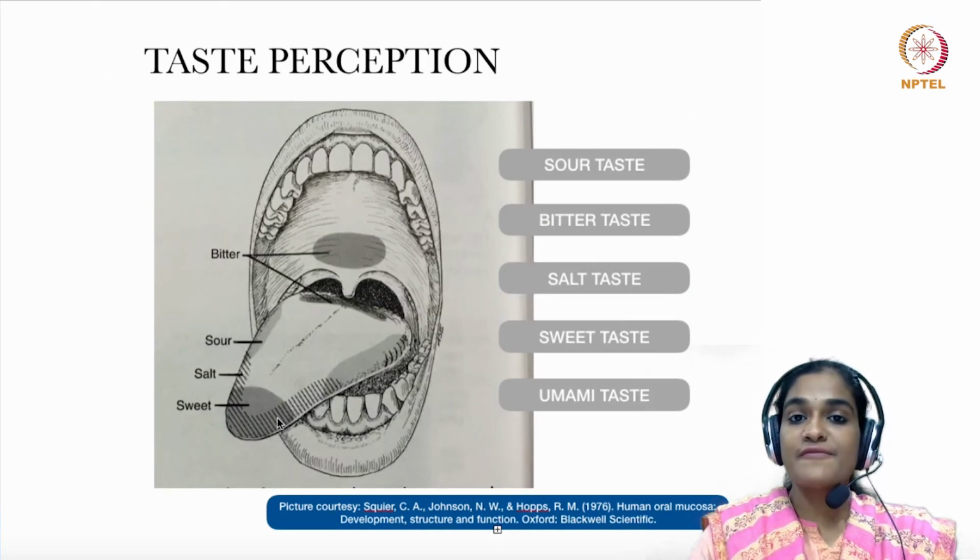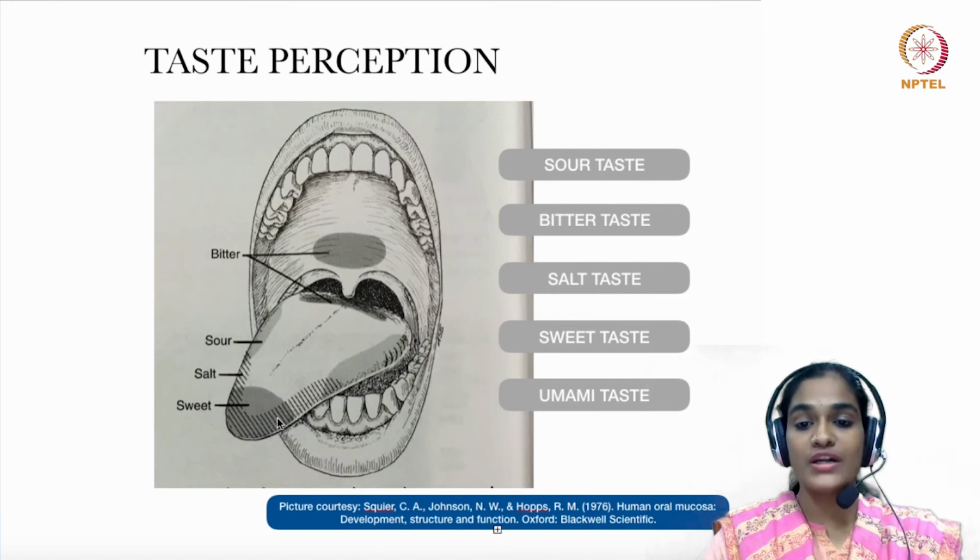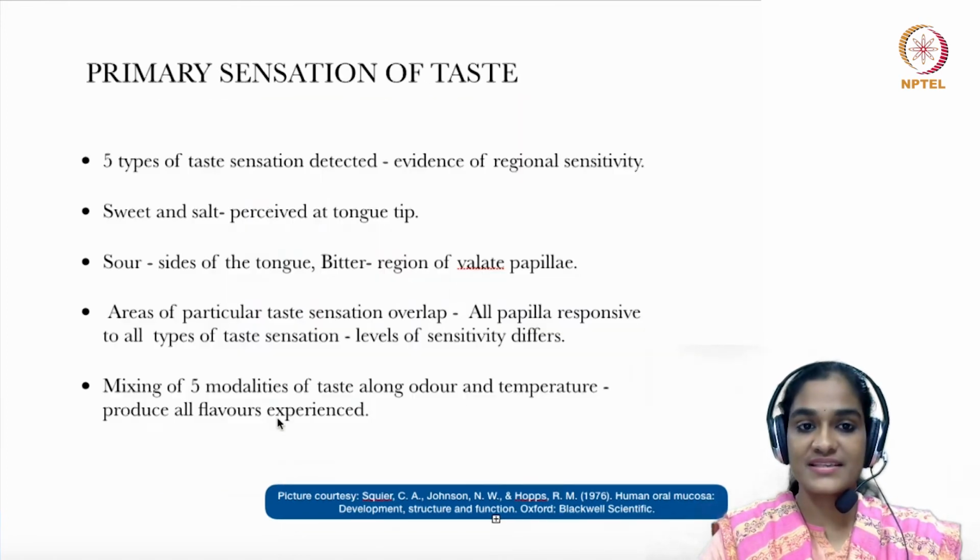There are 5 basic taste perceptions. They can be sour, bitter, salt, sweet, and umami taste. These 5 types of taste sensation are detected with evidence of regional sensitivity. That is, the sweet and the salt taste are perceived at the tip of the tongue, the sour taste on the side of the tongue, and bitter taste on the region of vallate papillae.